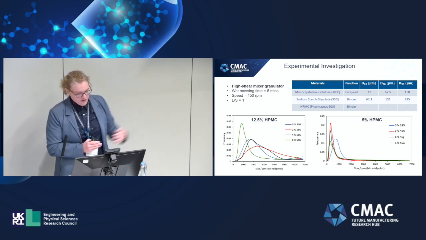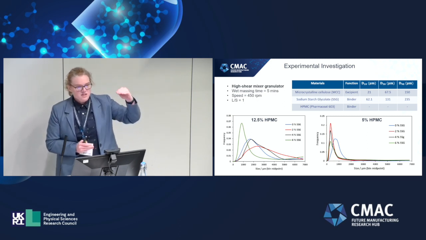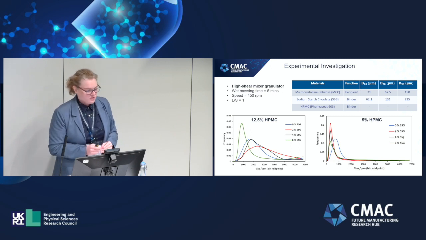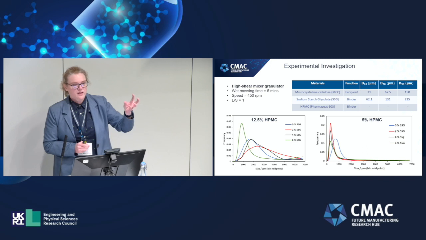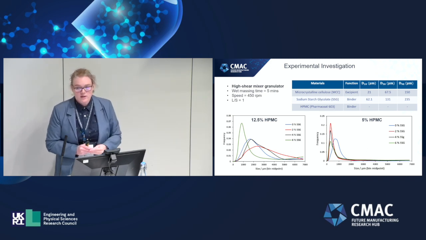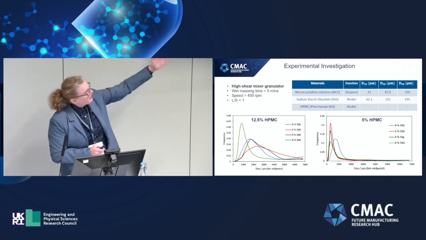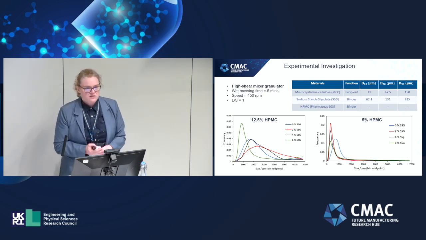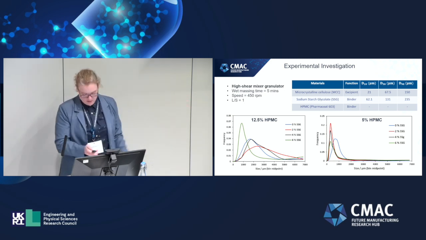So we made granules, high shear mixer granulated granules. We changed the amount of super disintegrant that we added. SSG we used basically as our super disintegrant. And we also changed the amount of polymeric binder we added. We used HPMC as a polymeric binder. And here you can see that by changing the polymeric binder, we change the size distribution of our granules. So that would be captured in the process model, right?